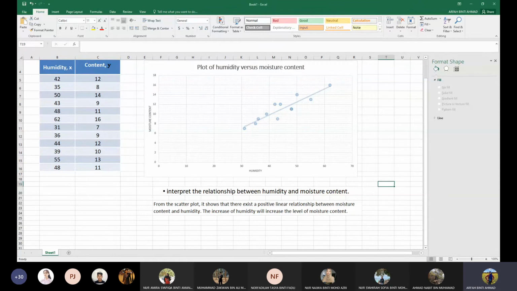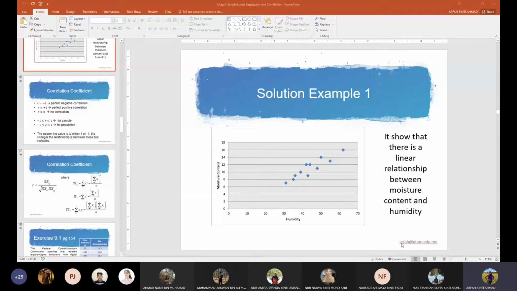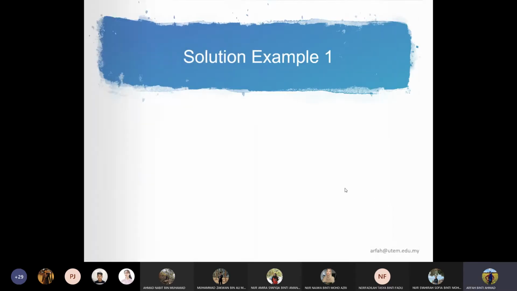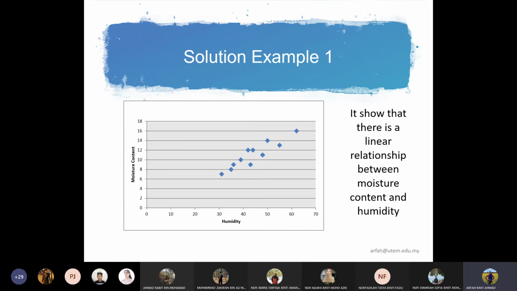So this is about apa nama dia? Scatter plot. Okay, first thing first is calculate the scatter plot and then kita akan tengok macam mana nak calculate correlation coefficient. Okay. Sekejap saya share screen. So that is about scatter plot to see whether there exists or not the relationship between independent variable and dependent variable.